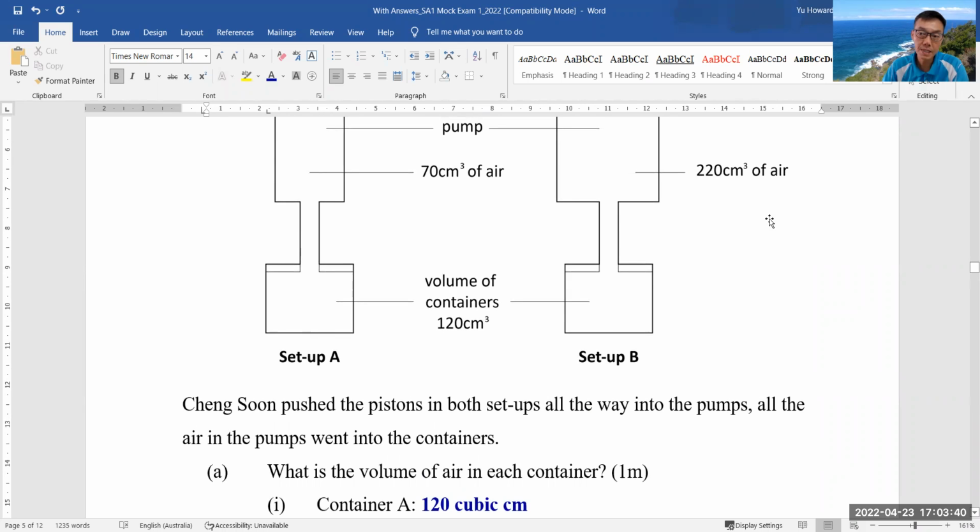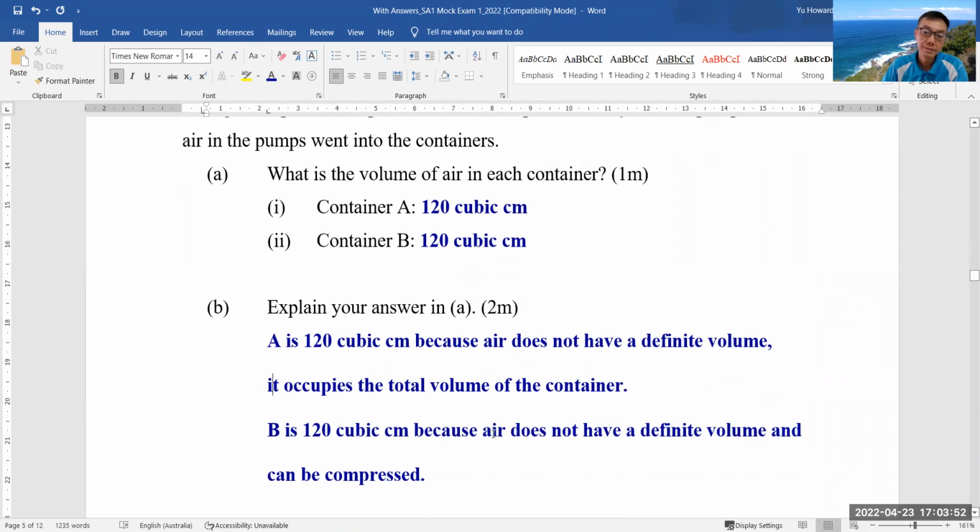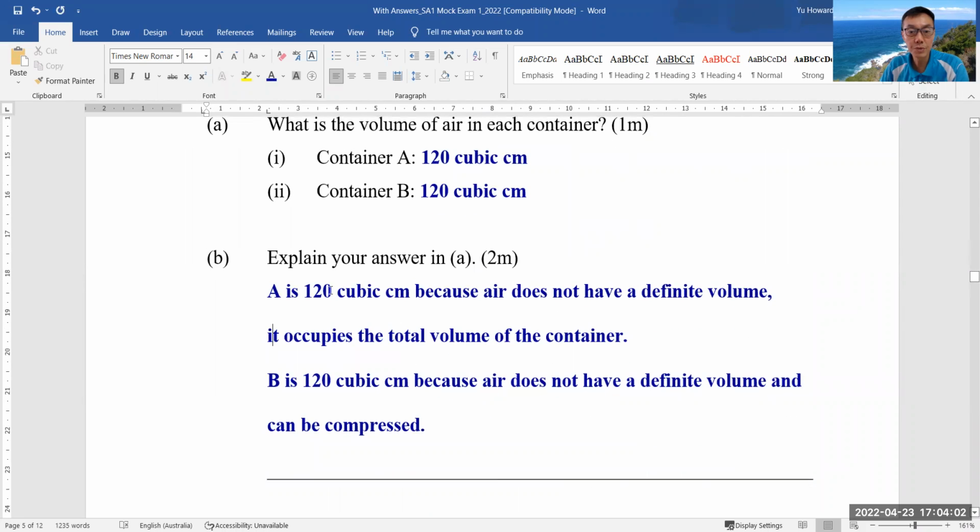Okay, but for B it is something different. You're squeezing 220 cm cube of air into 120. So this needs to be compressed. Another property of air is that air doesn't have a definite volume and can be compressed. So there are two reasons for that. Okay, so this is 120 cm cube.